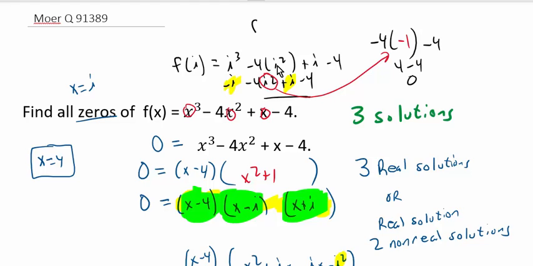So in summary, I plugged i into the function and I got out 0. That defines x equals i to be a 0 of the function. And you could also do this with x equals negative i, which was the other non-real solution that we got, and you'd see that that is a 0 as well.